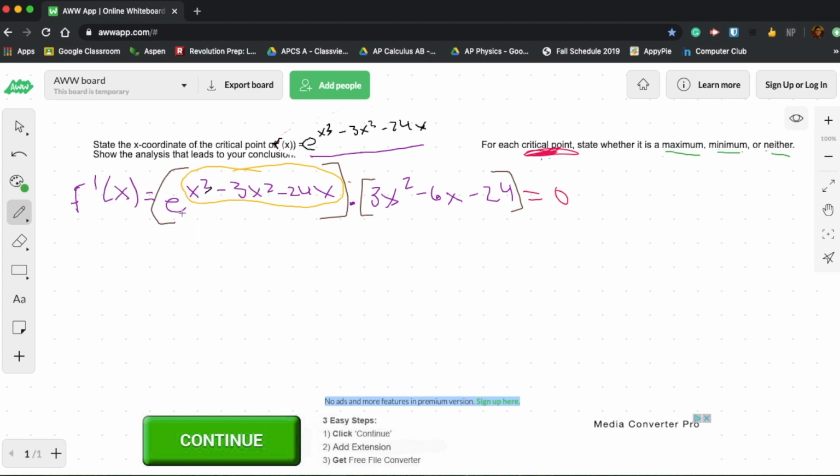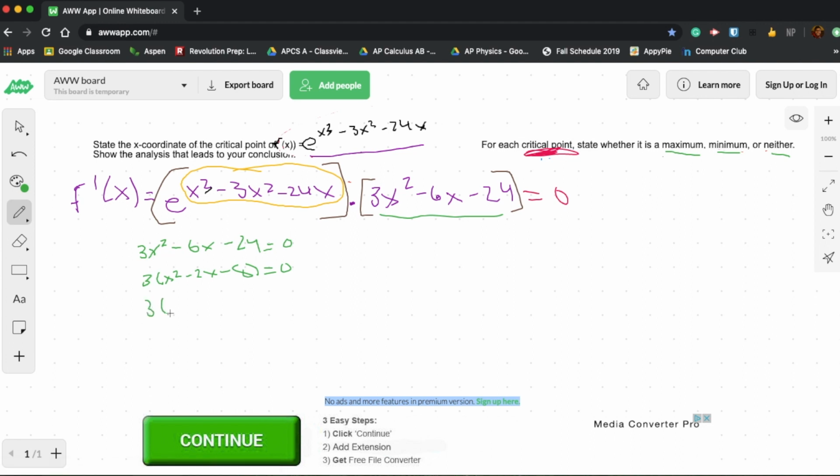So just for simplicity's sake, let me use a different color. Green. Alright, so let's just use this equation and set it equal to 0, and then use the first derivative test to find out whether it's a maximum, minimum, or neither. So we have 3x squared minus 6x minus 24.